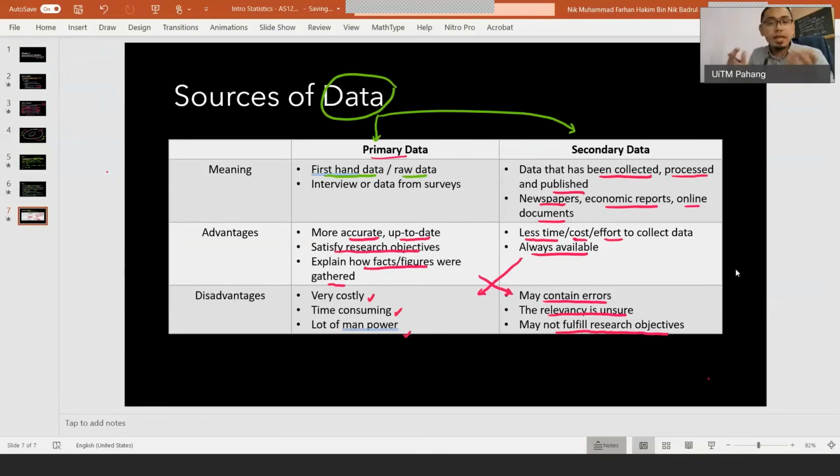Harap you lebih nampak dan jelas. In the next video, kita akan tengok kepada types of variables.